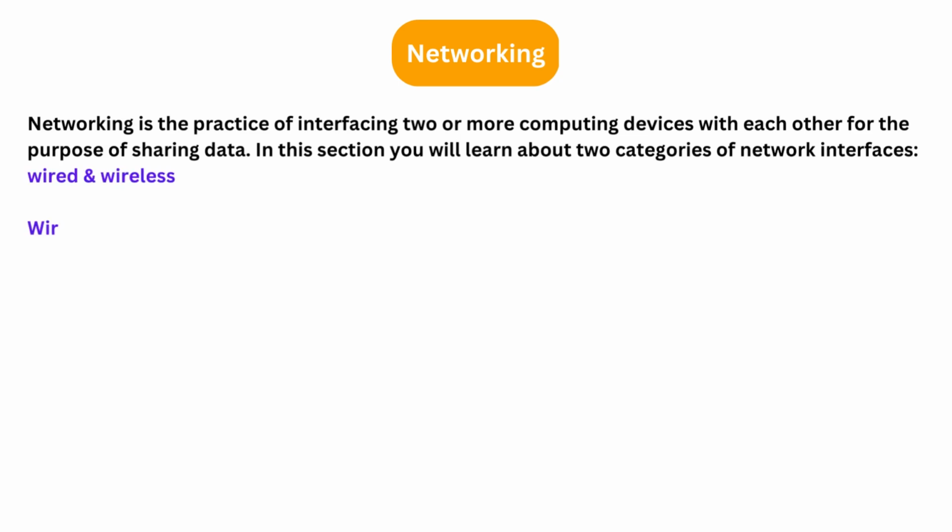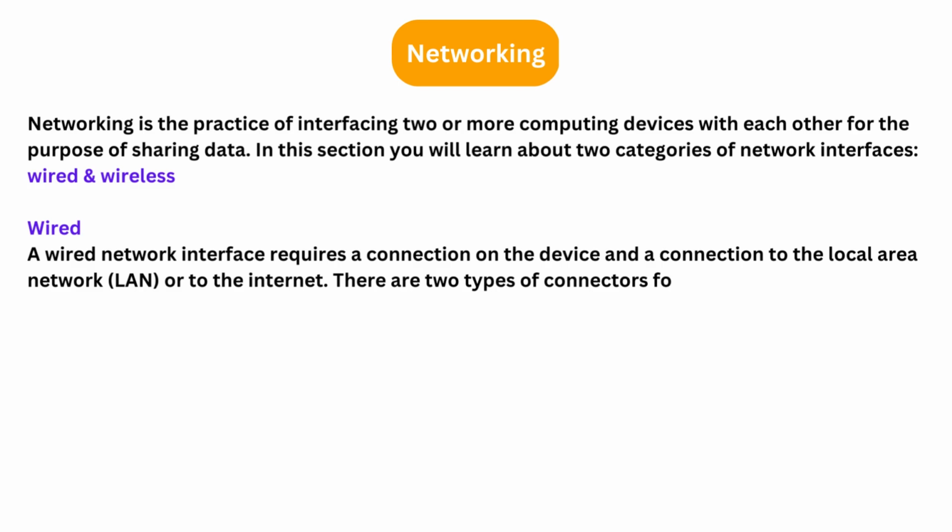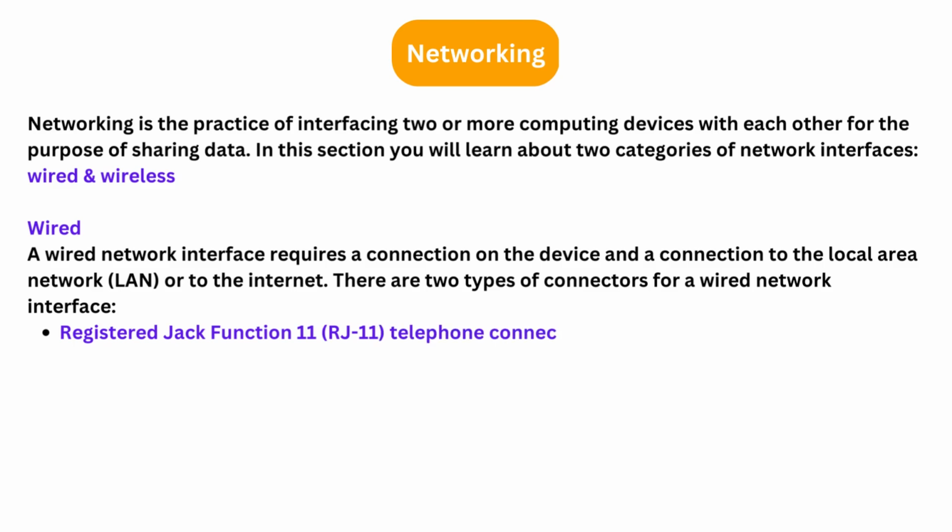Wired. A wired network interface requires a connection on the device and a connection to the local area network, LAN, or to the Internet. There are two types of connectors for a wired network interface. Registered jack function 11, RJ11, telephone connector. Registered jack function 45, RJ45, Ethernet connector.